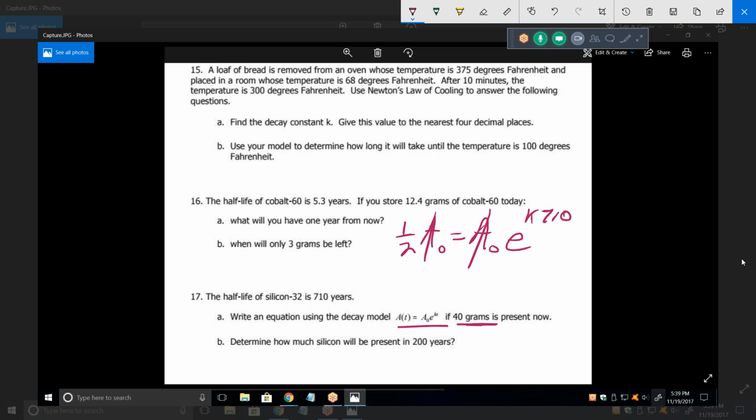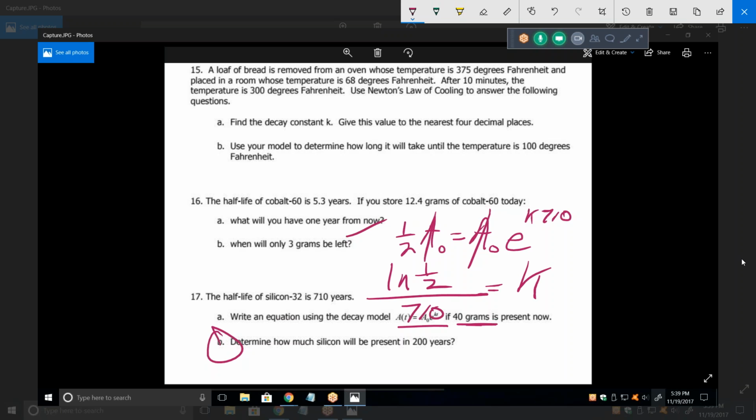Now, for question B, yes, we need to know 40 grams are present now. But I would have preferred them to put that under question B and not included with A, because it makes it seem like you have to have that in order to solve A. You don't. You use this to solve for K. It's going to be the natural log of 1/2. And incidentally, whenever you're doing half-life problems, you're always going to have natural log of 1/2 in the numerator, divided by 710 equals K.